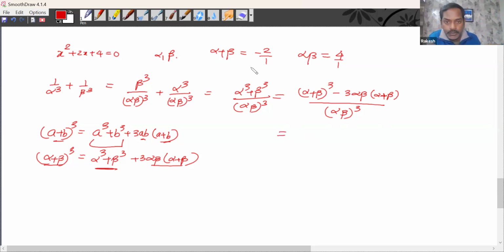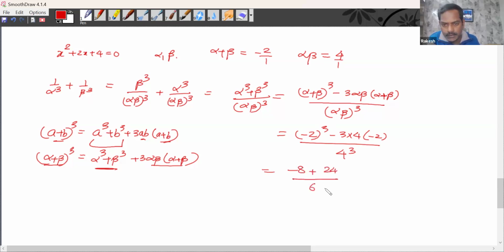Now let's substitute. So here it would be minus 2 whole cube minus 3 into 4 into minus 2, whole divided by 4 cube. This will become minus 8 plus 24, divided by 64, which is 16 divided by 64, which comes out to be 1 by 4. So this becomes our final answer, right?